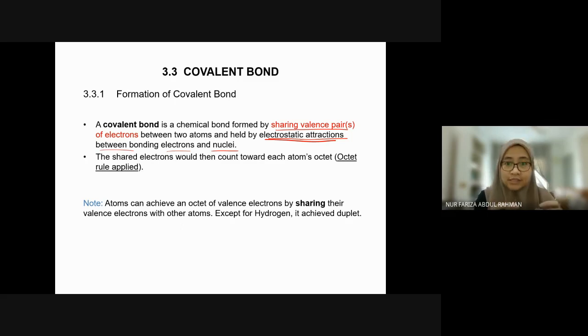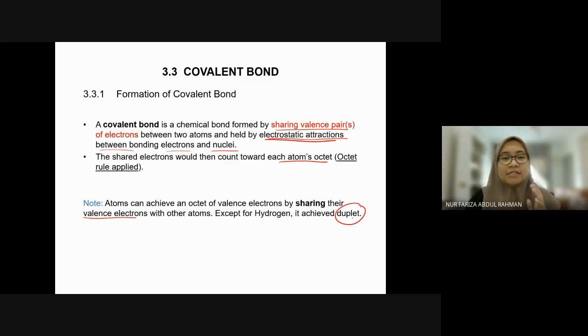So opposite charges attract. Okay, so the shared electron would then count toward each atom's octet. Octet rule applies. Okay, so an atom can achieve an octet of valence electrons by sharing its valence electrons with other atoms, except for hydrogen. Okay, it achieves a duplet. Hydrogen wants to become like helium.